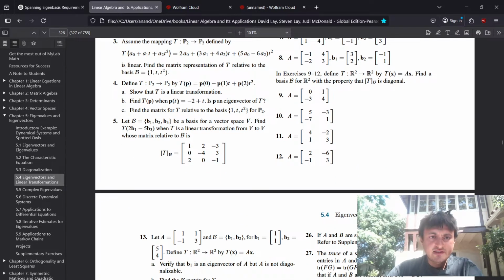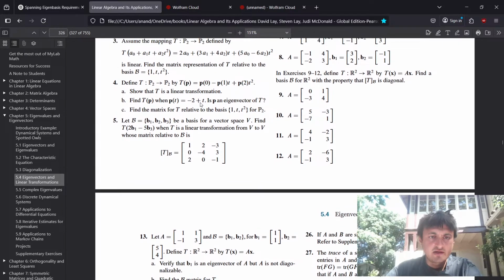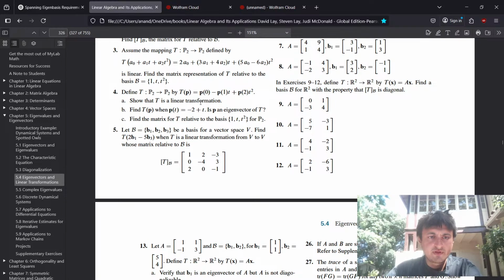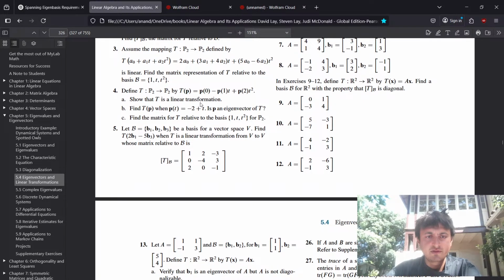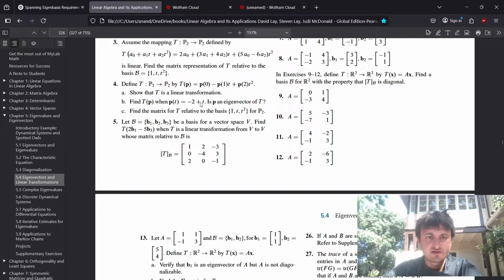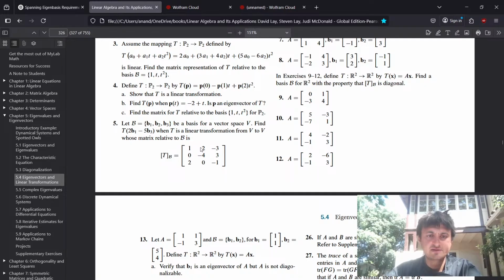So this one, find T of P when P of T equals this. Is P an eigenvector? All right, so yeah, 4 is a good problem. Let B be a basis for V. Find T of 2B1 minus 5B3, when T is a linear transformation whose matrix relative to B is given. Okay, so what does that amount to?